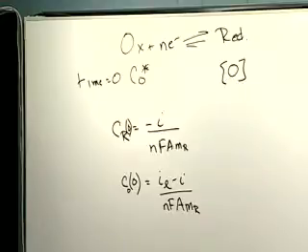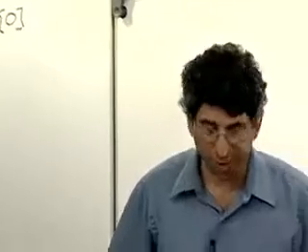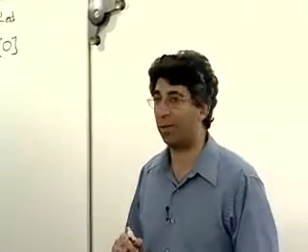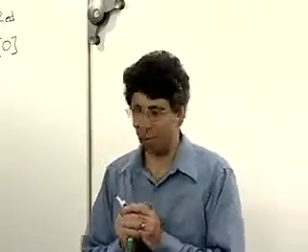Now, I've already argued that right at the surface, under this condition where there can be no charge transfer limitation, the ratio of oxidized to reduced is given by the Nernst equation. Is everybody happy with that one? Not a problem. Good.